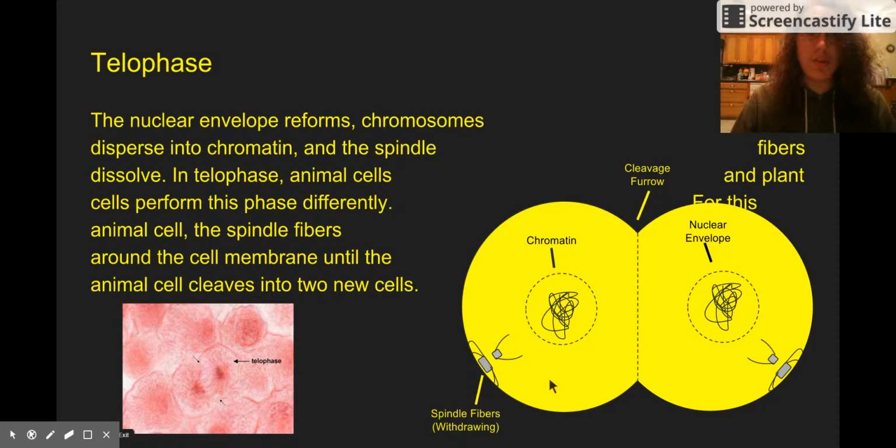In telophase, animal cells perform this phase differently. With the animal cell, the spindle fibers around the cell membrane.